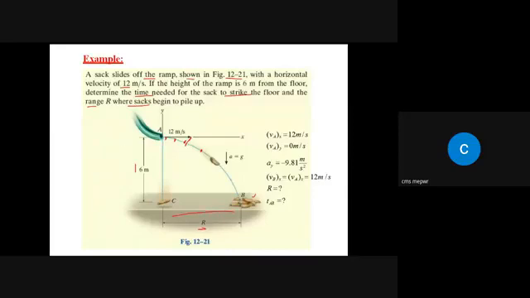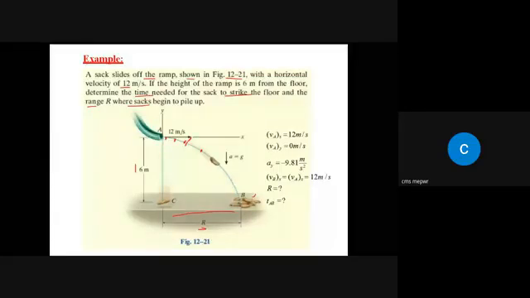So what is given initially? The sack slides off the ramp shown in figure with the horizontal velocity of 12 meter per second. So initially, the horizontal velocity that we have in this case, at this point, is basically 12 meter per second, and the vertical velocity at this instant, it is 0. From here, it slides off, and the only force which we have in projectile motion is basically due to gravity. So gravity in this case is minus 9.81 meter per second square.